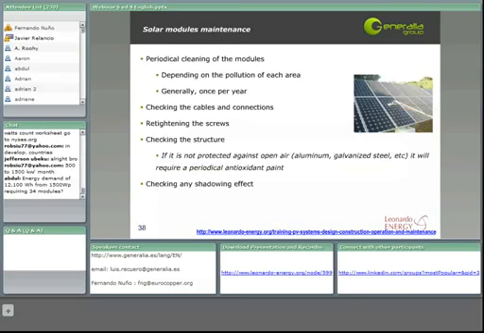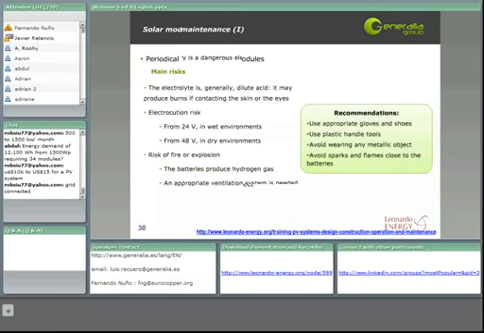And finally, we have to check the structure, especially if it is not protected against open air. It is very typical to find panel structures in this type of facilities which are not protected, and they get oxidized because people are not using periodical antioxidant paint, and they get broken because of this. So please pay attention to check the structure state. And finally, we have to check if there is any new shadowing effect.